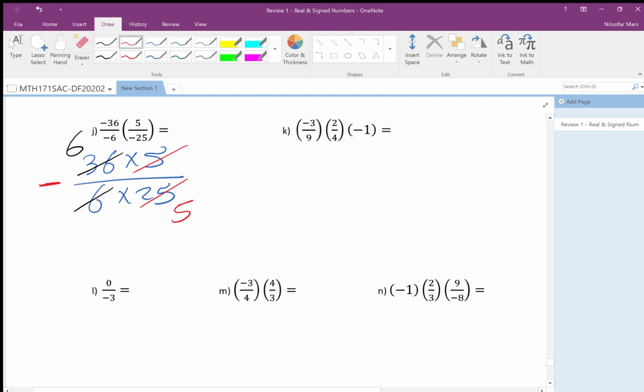Let me change the color. Done. It's very easy. But if I multiply the top and the bottom, then I don't see that I can simplify. How about K? How many negatives do I see? 2. How many do I really have? 2. So it's positive then. But can I cancel? Yes. So I can cancel this and this. I can cancel this and this. And then I can find the answer.